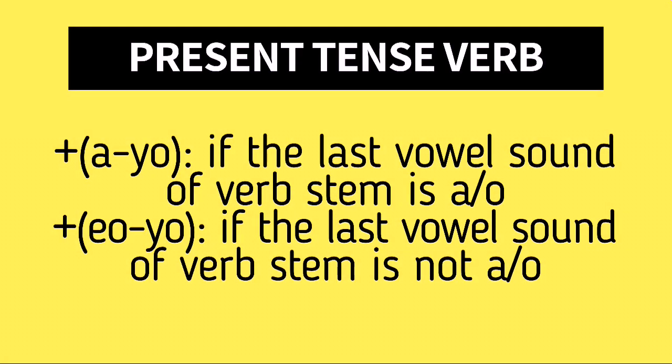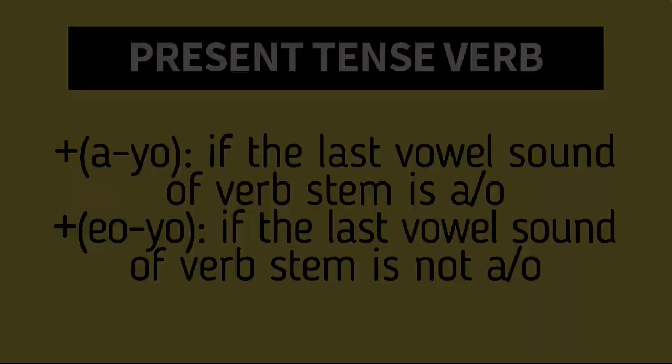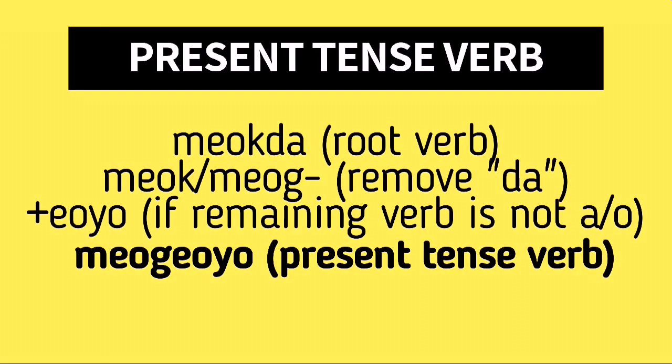Again, the rule for present tense verbs is that if the last vowel sound of the verb stem is a or o, we will add ayo. But if the last vowel sound of the verb stem is not a or o, we will be adding oyo. And if we add oyo to mog, we'll be able to form mogoyo, which is the present tense verb of meokda.